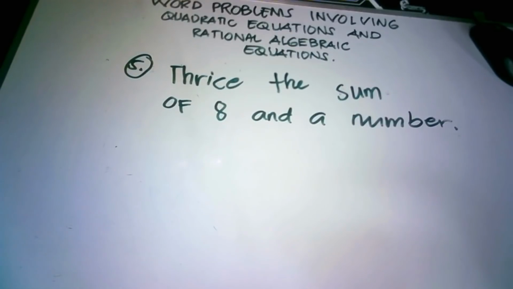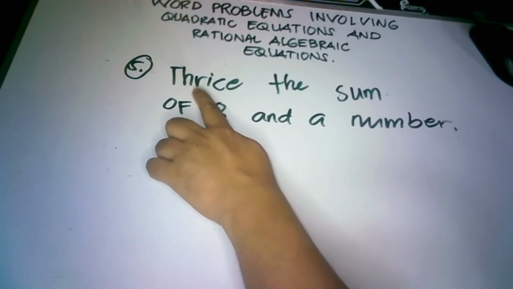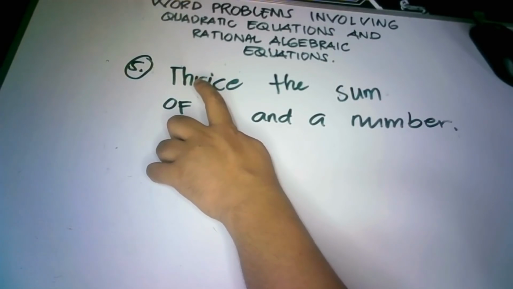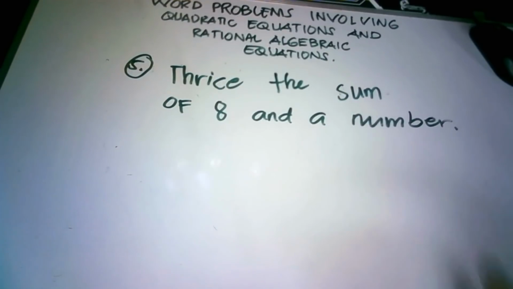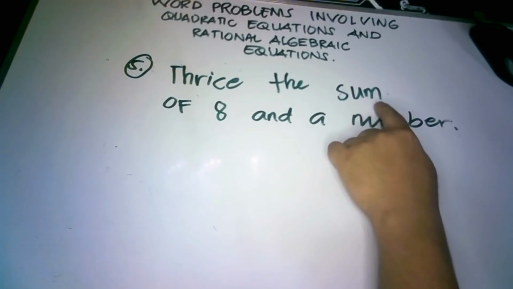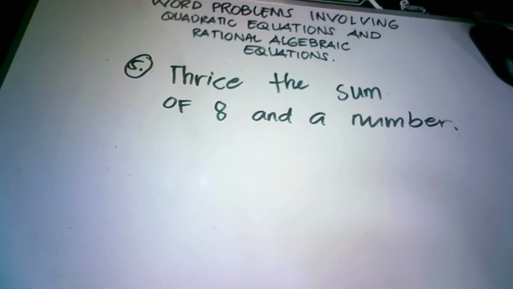So, we have here the word thrice. You will see twice, thrice, and it means it is a multiplier, no? So, we have thrice, which means 3 times the sum of 8 and a number. So, we have to add the 8 and a certain number. So how do we translate it into a mathematical sentence?